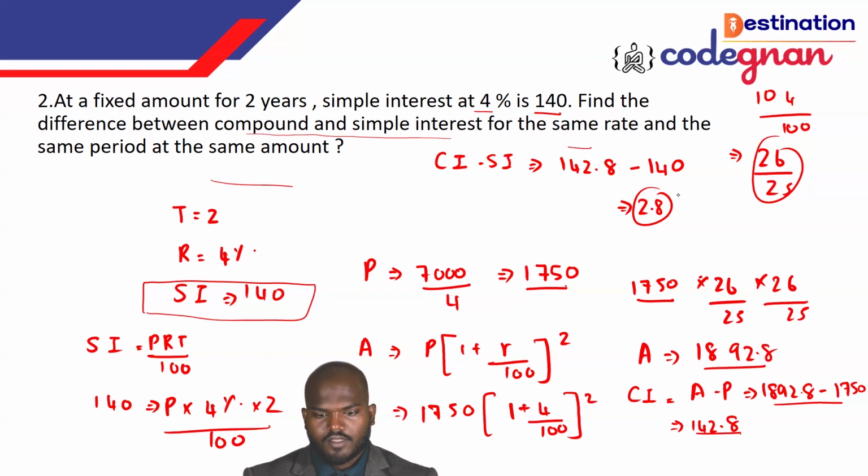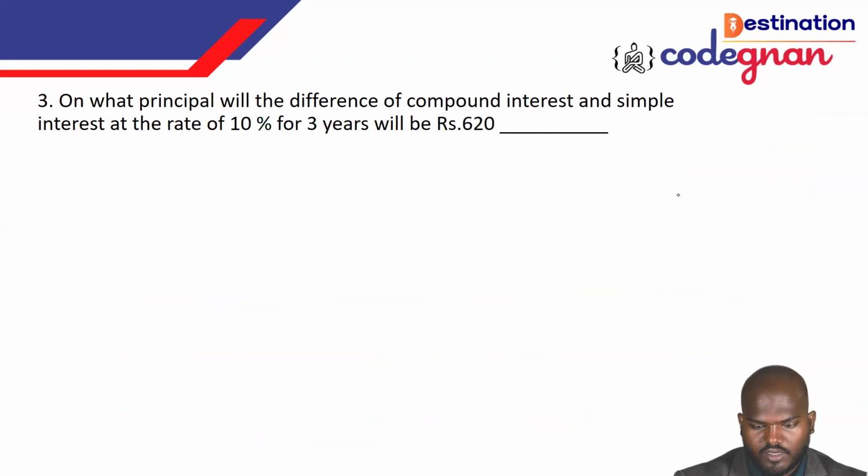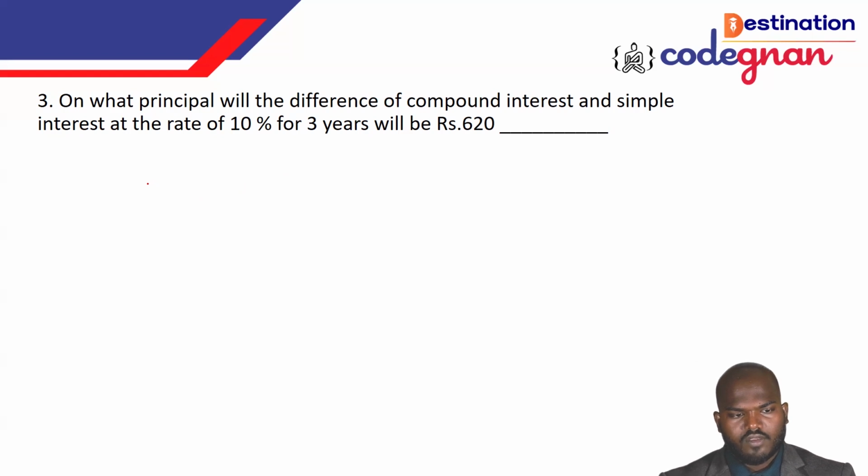Okay. So going to the next question, guys. You see this one. On what principal will the difference of compound interest and simple interest at the rate of 10% for 3 years be 620? Okay, that is the question. So going to this one, guys, I can take it that the difference is 620. They have given the difference, but it is for 3 years.